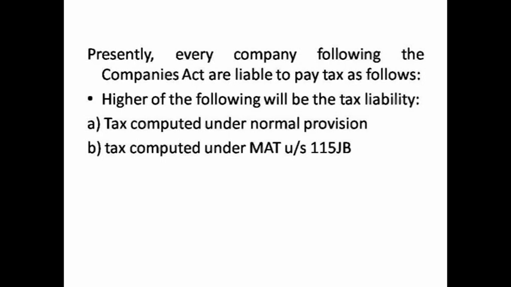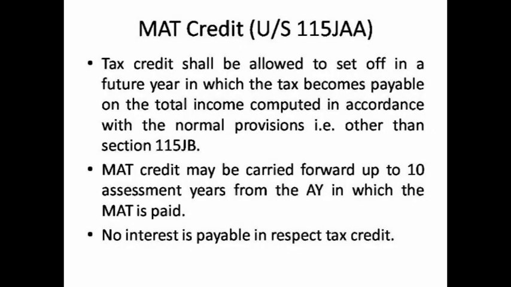It is okay. So, there is a comparison between the tax liability under normal provision and the tax liability under MAT provision. If the tax liability under MAT provision is higher, the company is bound to pay the higher tax as per the provision of section 115JB. Here, the income tax authority has inserted another section called the MAT credit under section 115JAA. How does it work?